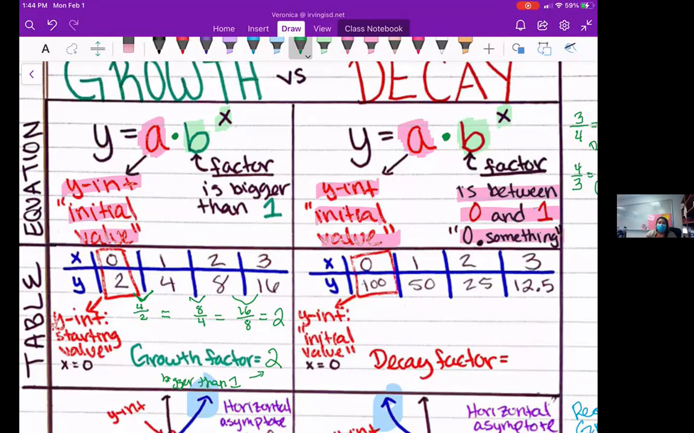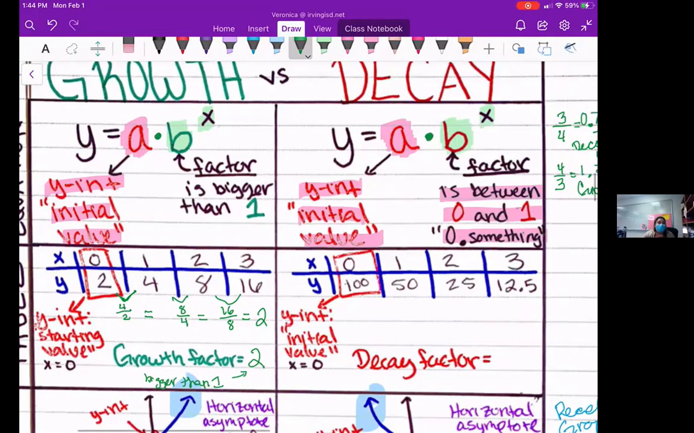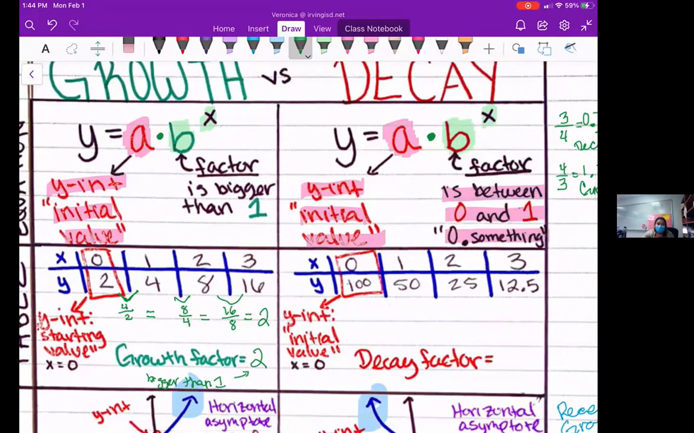This is growing, so that cannot be correct, okay? So it's those little things that are going to help you figure out right versus wrong. So if we look at the right side for your decay, same process. To figure out the factor, you're going to do the exact same thing, and that is grab your two numbers. So we're going to grab the 50 and divide by the one before it, which is 100. Then 25 divided by 50. And then for the last one, 12.5 divided by 25.